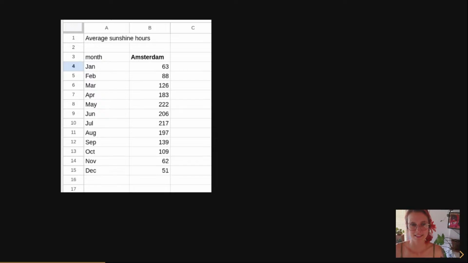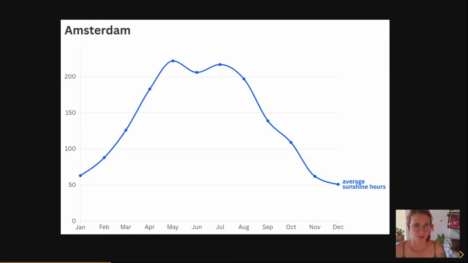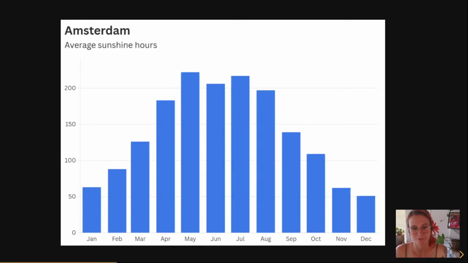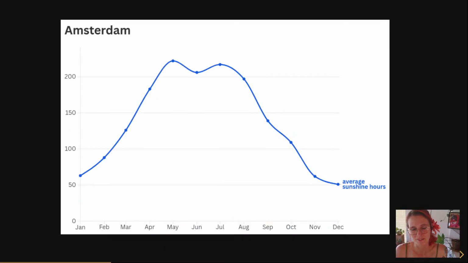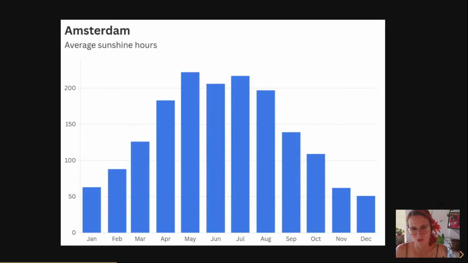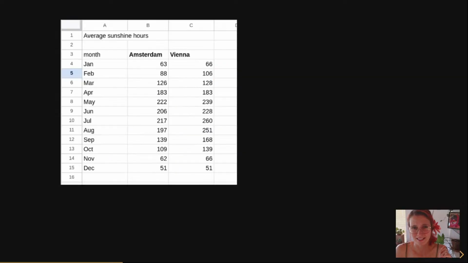Okay, if I look at this data set, I see I have the months and a place with some numbers in there. For me, time is line charts, right? So I plotted it on a line chart. But if I look at it, I'm thinking, yeah, it can also be a bar chart. Does that really matter? I don't know. Okay, let's say I add Vienna to this, to make it a bit more interesting.